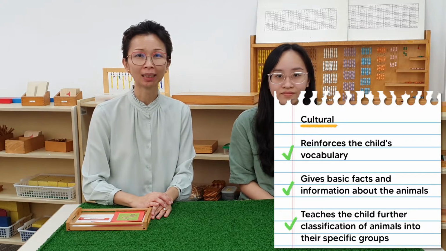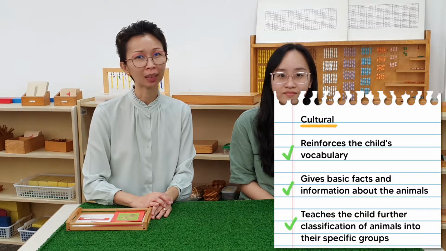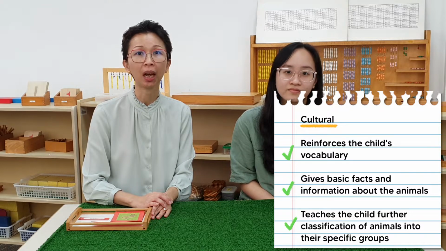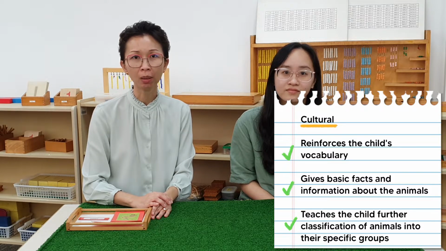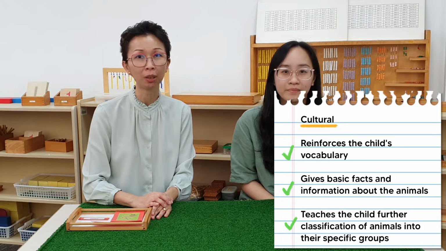Today we are going to show you how to do a reading exercise using a set of specific group animal cards with a set of name tags. This exercise will reinforce the child's vocabulary. This exercise will also give the child the basic facts and information about animals, and most importantly, it will teach children further classification of animals into their specific group. So let's watch the presentation.